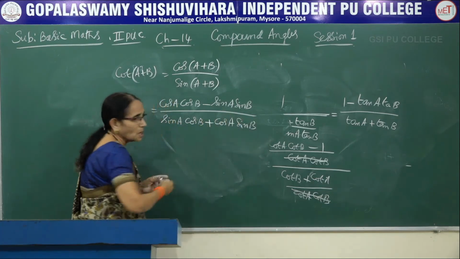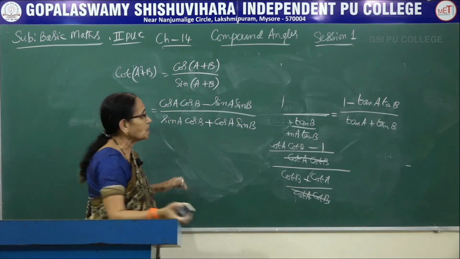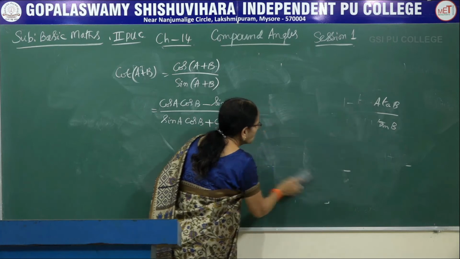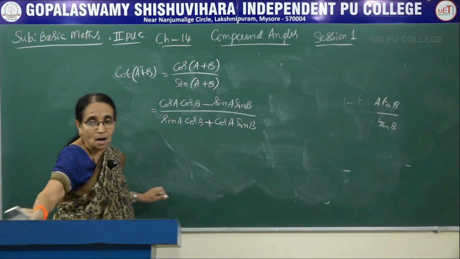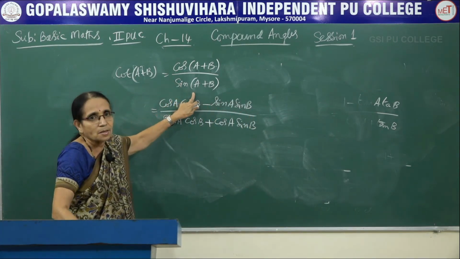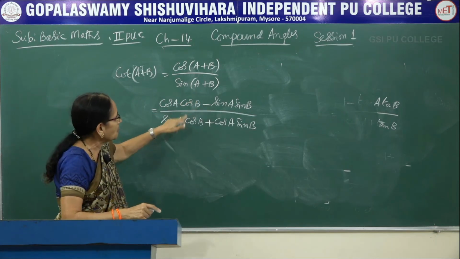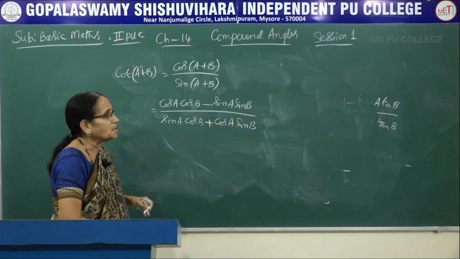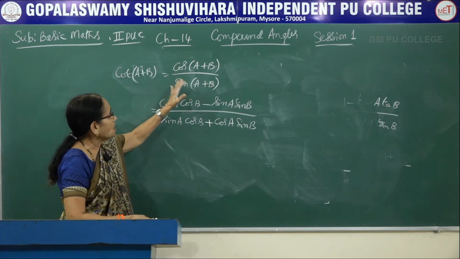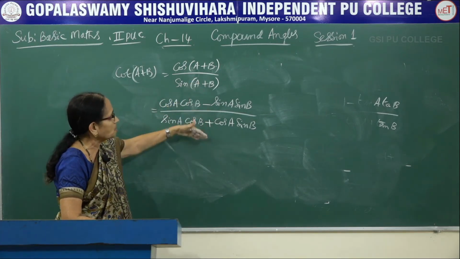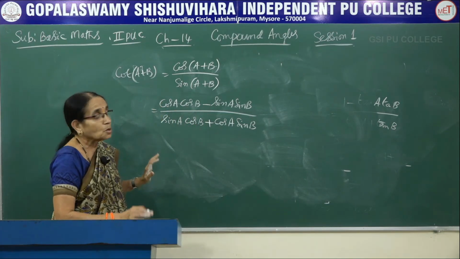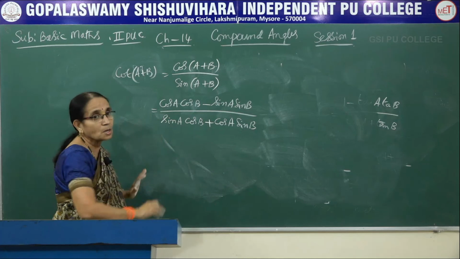In the previous method, I had made use of the expansion of tan of A plus B. Here I am making use of the fact that cot theta is cos theta by sin theta, and I am making use of the expansion of cos A plus B as well as sin A plus B. Look here, the formula should contain only the cot ratio. So that has to appear in the formula.